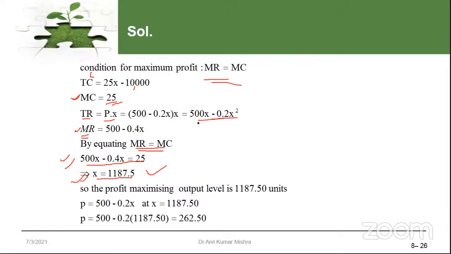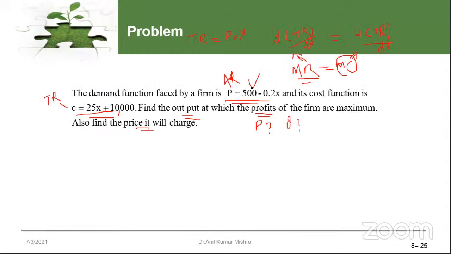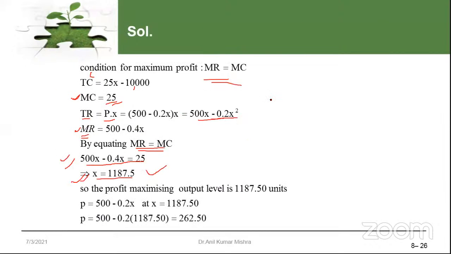We already know the price line. This is the price. Price means the average revenue. To know the price, what do you have to do? You have to put the x value here in the price equation, and we find the equilibrium price to be 262.5. So this is the way to handle the numericals in case of your profit computations. Okay, that's all about the profit computations.